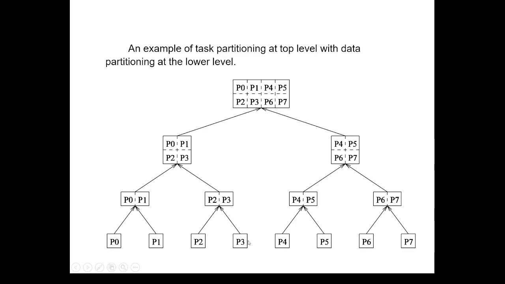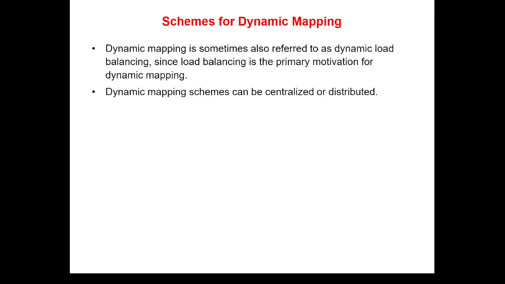Okay, so daripada kalau bawah kita nampak dia sebagai data partition, kita partitionkan data into lower level, dan at the upper level kita gunakan dia task partitioning, okay, untuk setiap proses. Ni mapping okay, itu untuk static mapping. Okay, dynamic mapping kita boleh guna sama ada refer as a dynamic load balance, since load balancing is the primary motivation for the dynamic mapping. So dynamic mapping can be sama ada guna centralized ataupun distributed lah.